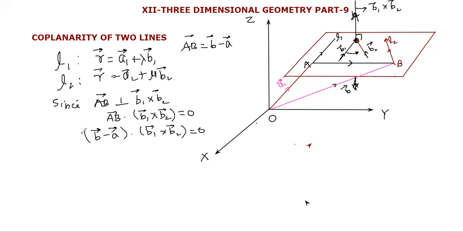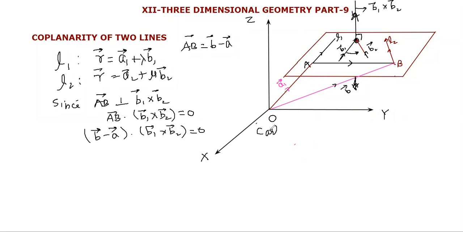So this is the condition: B1 cross B2 dot B minus A is the condition for coplanarity of two lines in vector form. If you are given the Cartesian form, the same thing can be written in Cartesian form. Now, what will be the equations in Cartesian form? Just see this, this is important. We just have to remember it in Cartesian form.